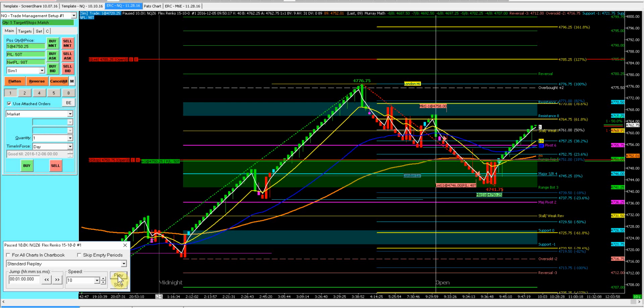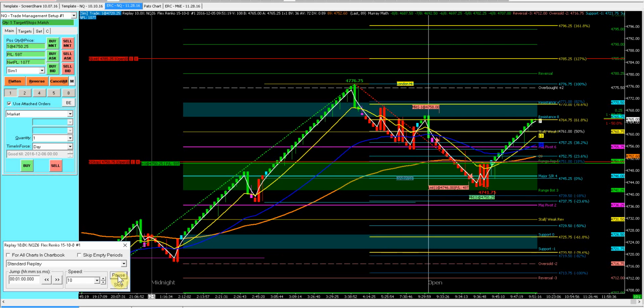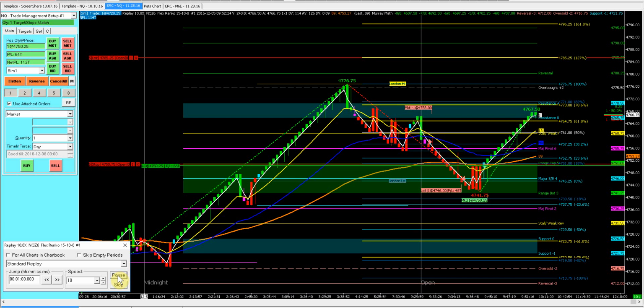I would ordinarily get out at resistance, but as my good friend David would say, got green candles, everything's to the upside, no reason to get out of the trade. So I'm going to sit there and follow it and see what happens. I think it's going to go to at least overbought, but let's see what happens here.